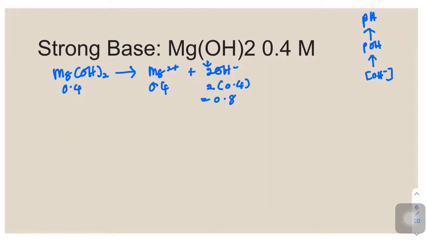So now we already have the concentration of the hydroxide ion. We can calculate the pOH, which is equal to negative log of OH minus, equal to negative log 0.8. So the pOH is equal to 0.0969.